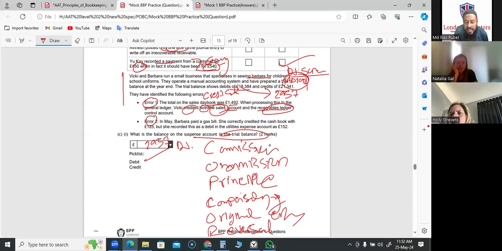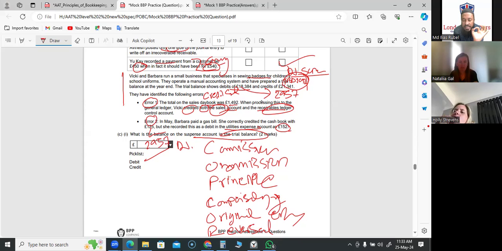In May, Barbara paid a gas bill. She correctly credited the cash book, credit, yes, but recorded it on the debit side of the utility expense. Forget about the next part. And this is a wrong figure. Still a one-sided error. There are two errors together. A one-sided error creates suspense, number one. This is not a core error. This is a one-sided error. It will be suspense, and there is a balance. 125 and 152. There's a problem as well.